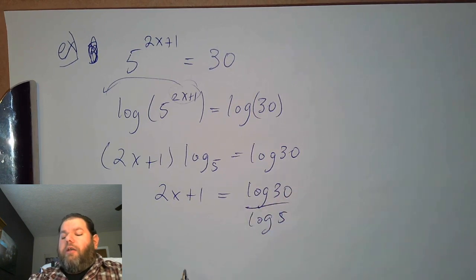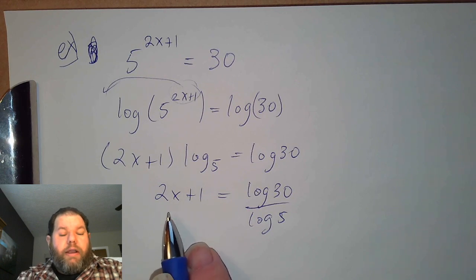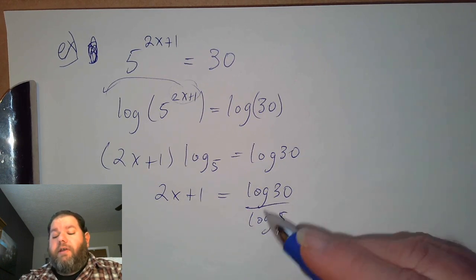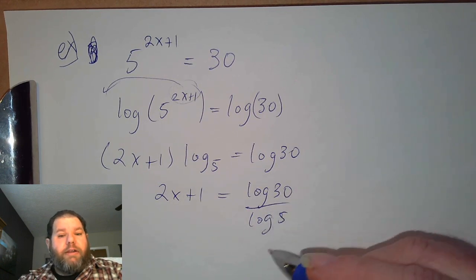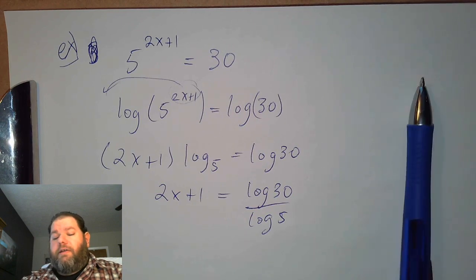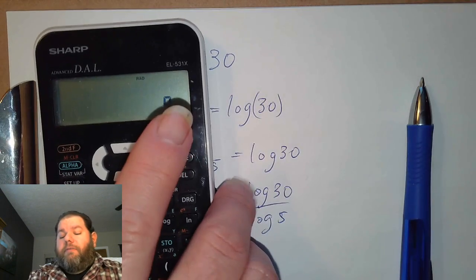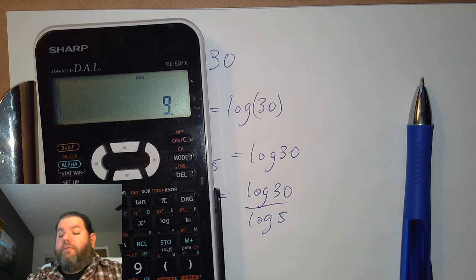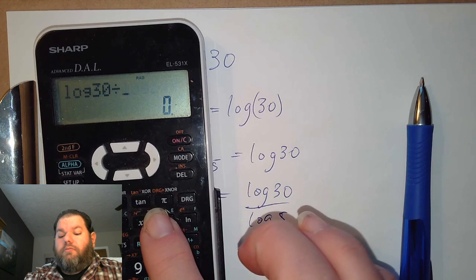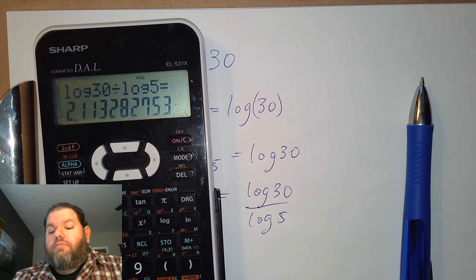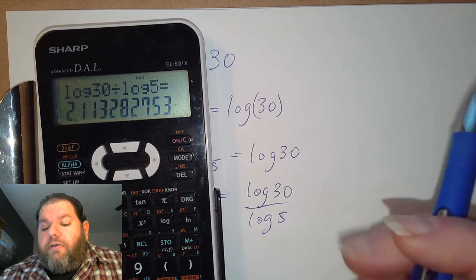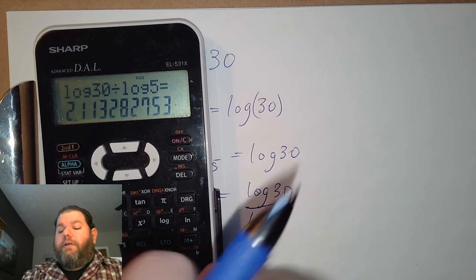Now, we see that we'll still have to solve for x over here, so what I recommend is going ahead and evaluating this number on the right-hand side. Log 30 divided by log 5 comes out to be 2.11, we'll say.